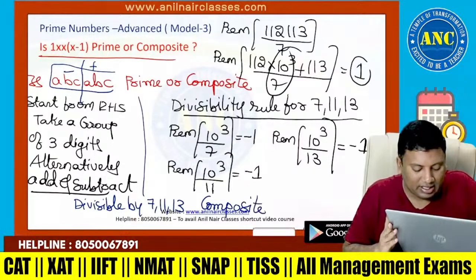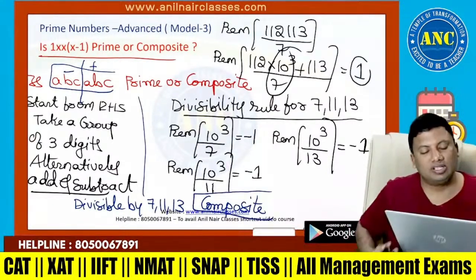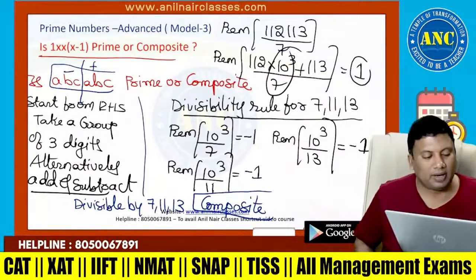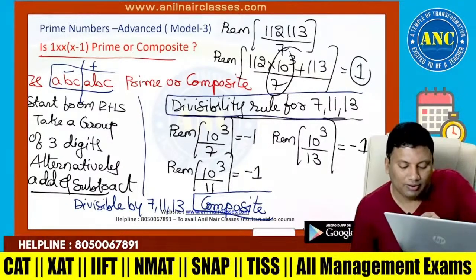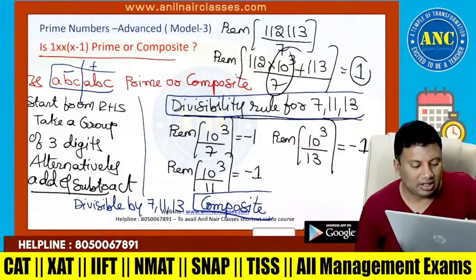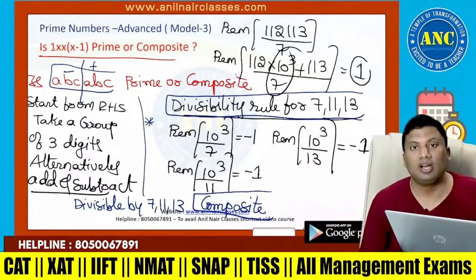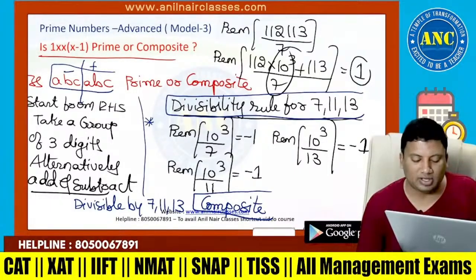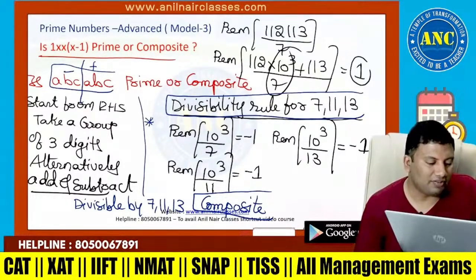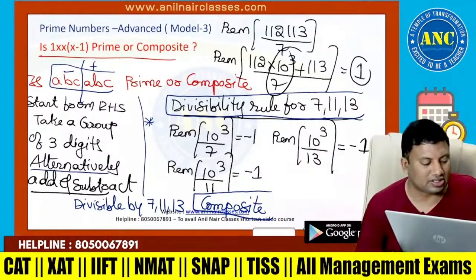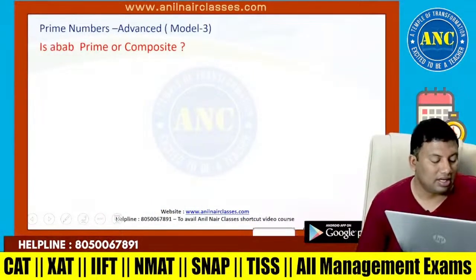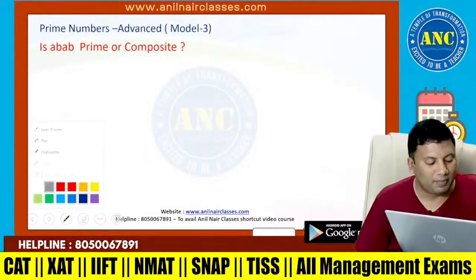Proving that a number is composite is much easier than proving whether a number is a prime number. I hope the idea is clear. Divisibility rule for 7, 11, 13: 10 cube divided by 7 gives minus 1, by 11 gives minus 1, by 13 gives minus 1. Start from right hand side, take a group of 3 digits, alternately add and subtract.